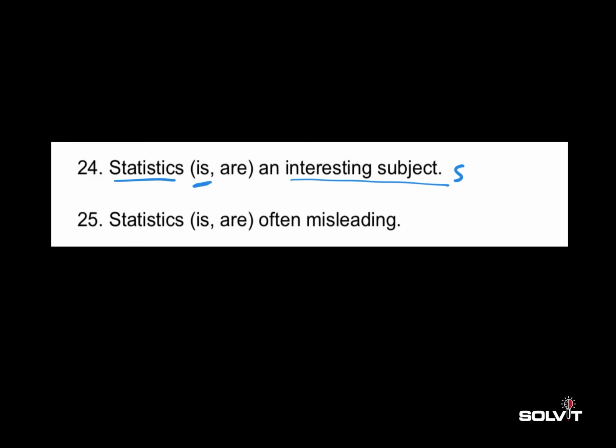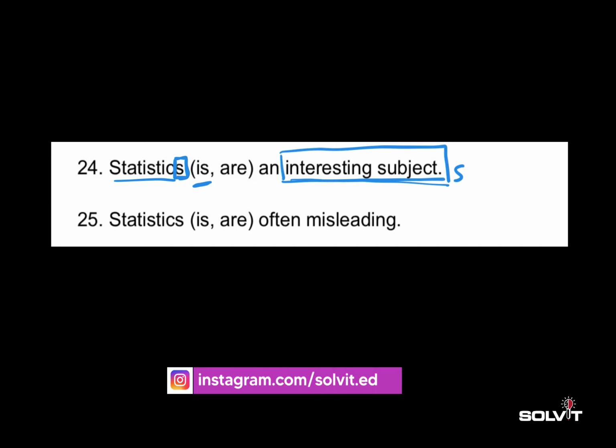It's like saying English is an interesting subject, or mathematics is an interesting subject, or history is an interesting subject, right? So statistics, even though there is an S at the end over here, does not make it plural, because statistics is one subject. Okay, so you have to look at this, right? This is the subject. So our subject is singular, and so our verb will also be singular. So the correct answer is is. Statistics is an interesting subject.